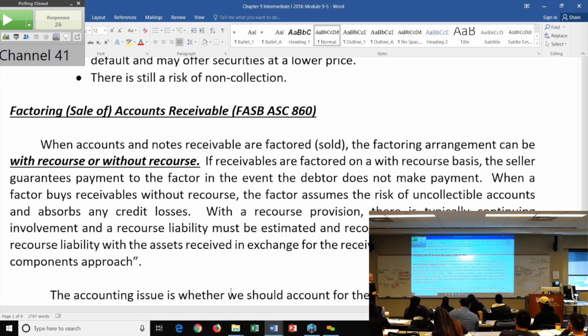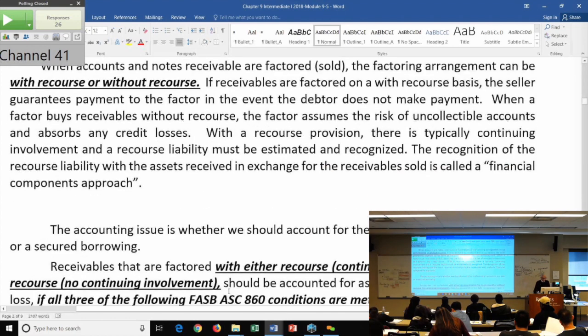This used to be very popular in retail before the widespread use of credit cards. You can factor or sell your receivables with or without recourse. When it's with recourse, the buyer can come after you for non-collection. When it's without recourse, you, as the seller, have no other responsibility.